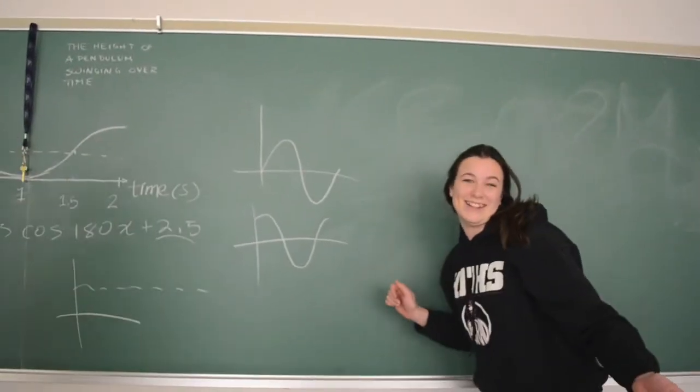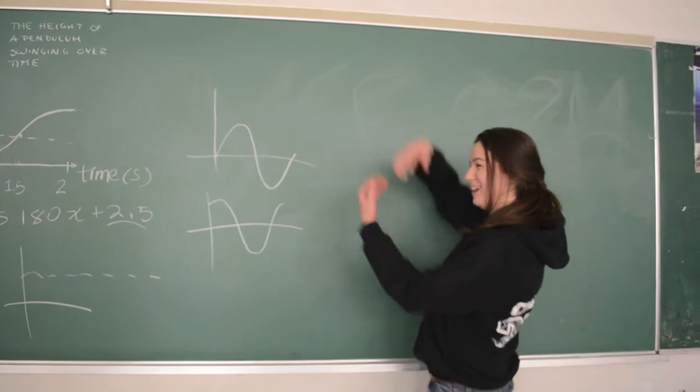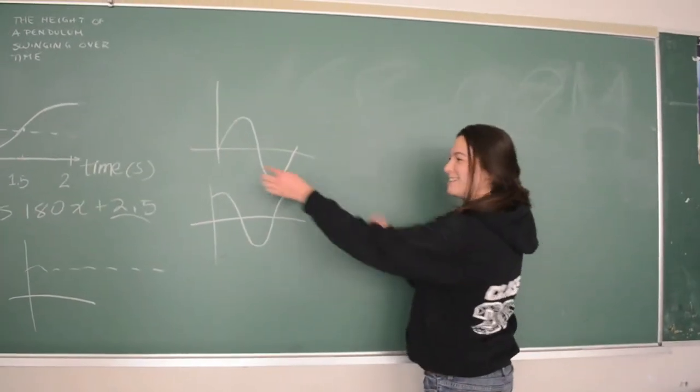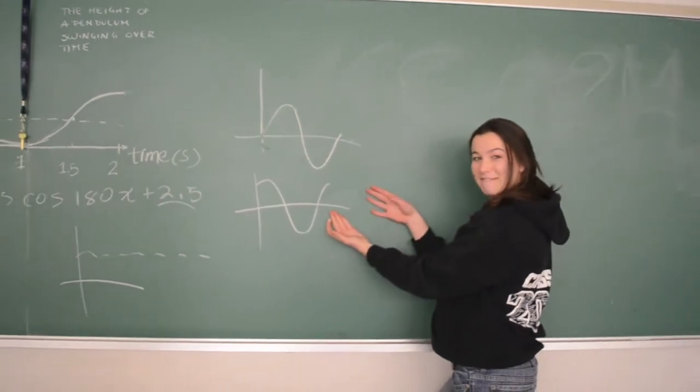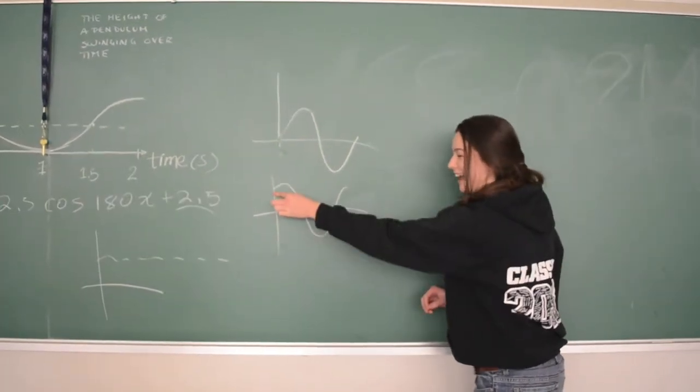In translation, a sine graph right here starts on the sinusoidal axis and then goes up. A cos graph right here starts at a max and then goes down.